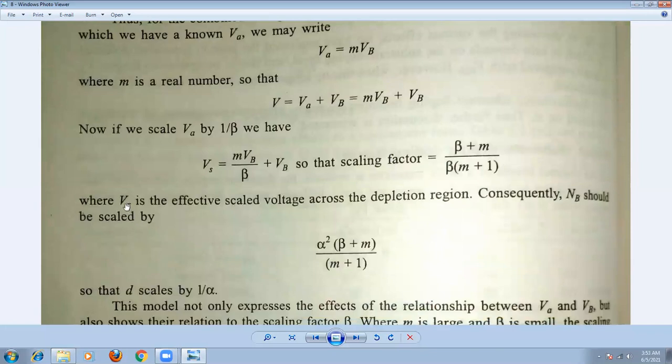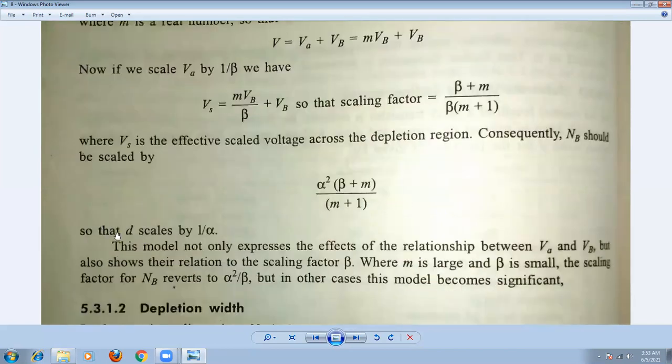Similarly, VS is the effective scaled voltage across the depletion region. Similarly, the bulk concentration also we have to scale down here. When the voltage decreases, we scale down, so definitely we have to change the value of NB also. NB can be replaced by alpha squared into beta plus M by M plus 1, and D is scaled down by 1 by alpha. These are things you have to remember in this case.